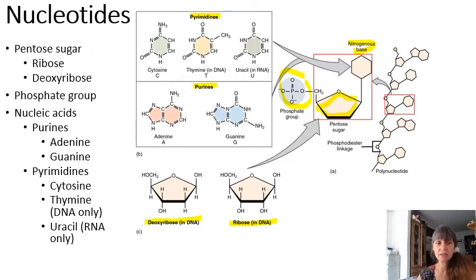Now, the nucleic acids, you're going to notice that in DNA we have adenine, thymine, cytosine, and guanine. In RNA we have adenine, uracil, cytosine, and guanine. So thymine is only in DNA, uracil is only in RNA.